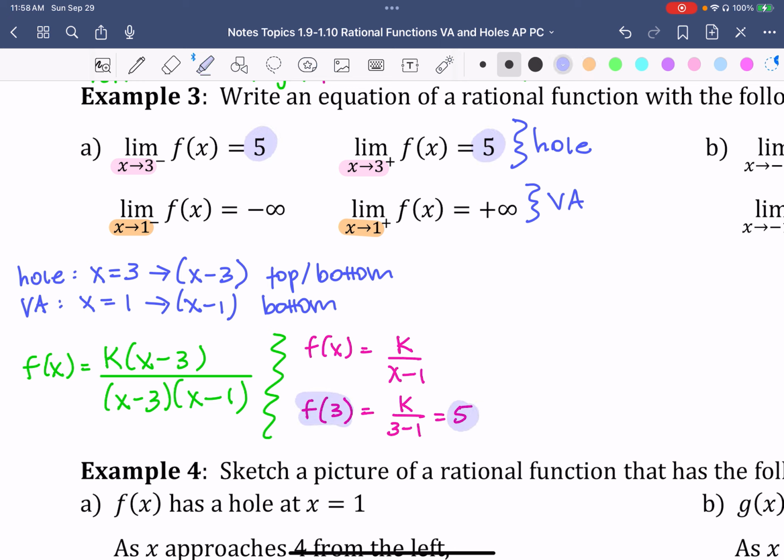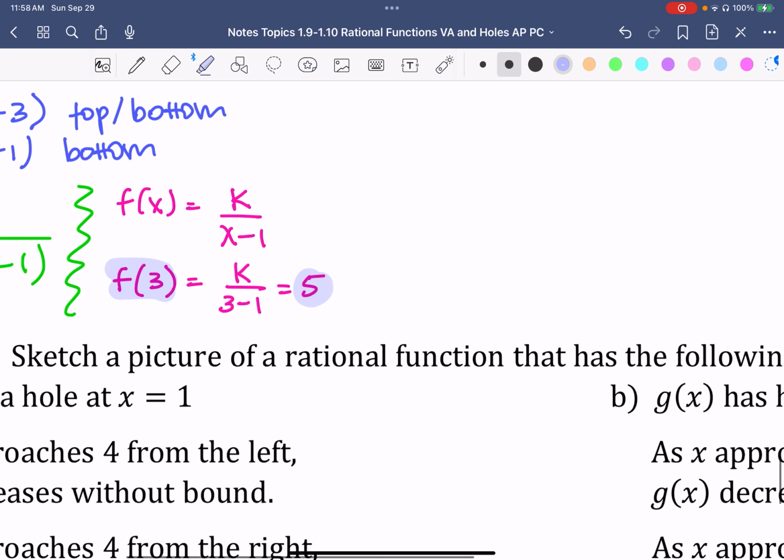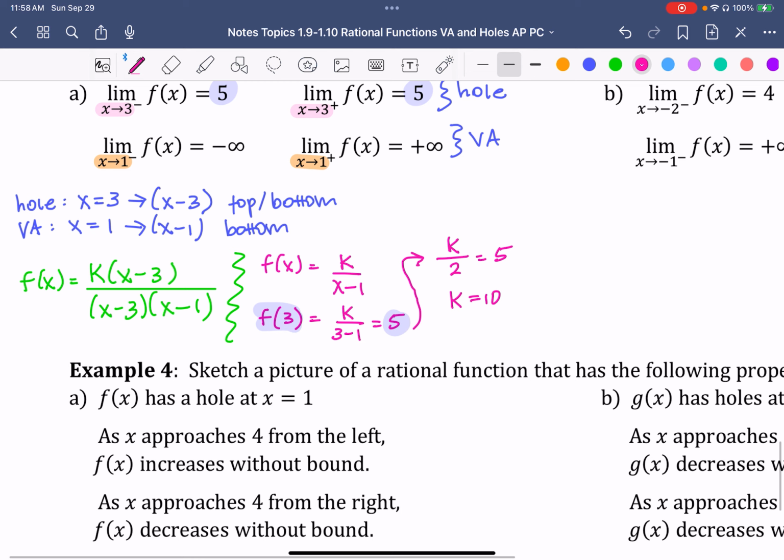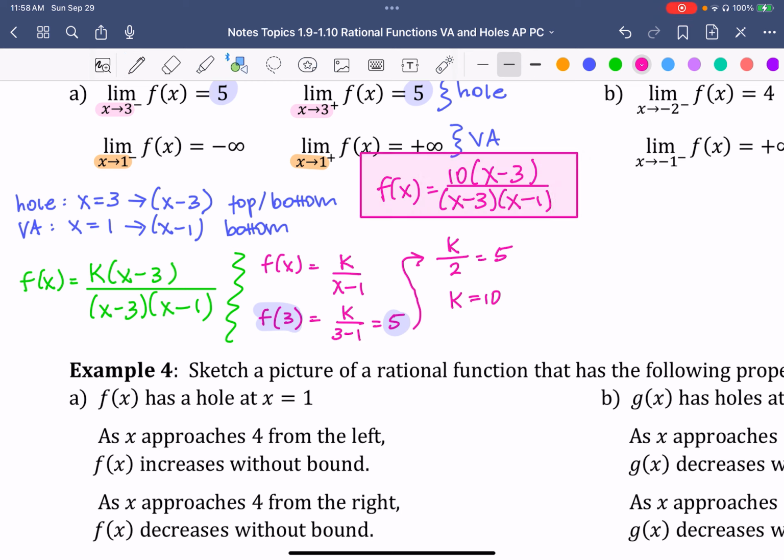f of 3 equals 5. When x is 3, y is 5. f of 3 equals 5. It's the same thing, just a different notation. Okay, so I can say k divided by 2 is equal to 5. And now the only thing that k could be is 10. Okay, so if I really wanted to make this equation really correct, I would say f of x is equal to 10 divided by x minus 3, times x minus 3, divided by x minus 3 times x minus 1. And that would be the correct equation there.